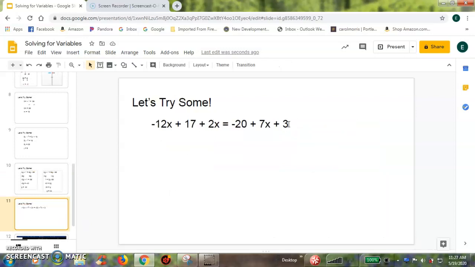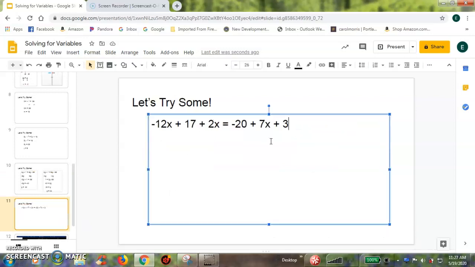All right, let's take a look at one more because I want you to do some practice problems that involve this one last step here. Sometimes you need to simplify a problem first. And in this case, you can see on both sides of the equation, we need to do some combining of like terms first. So if you look on the left-hand side, you've got a negative 12x and a positive 2x. So let's combine those first. That gives you negative 10x plus 17 equals, right? And then on the right-hand side, you can combine the two constants, negative 20 and positive 3. So when you combine those, you're left with negative 17. And then there's nothing to combine with the 7x, so we'll leave that the same.